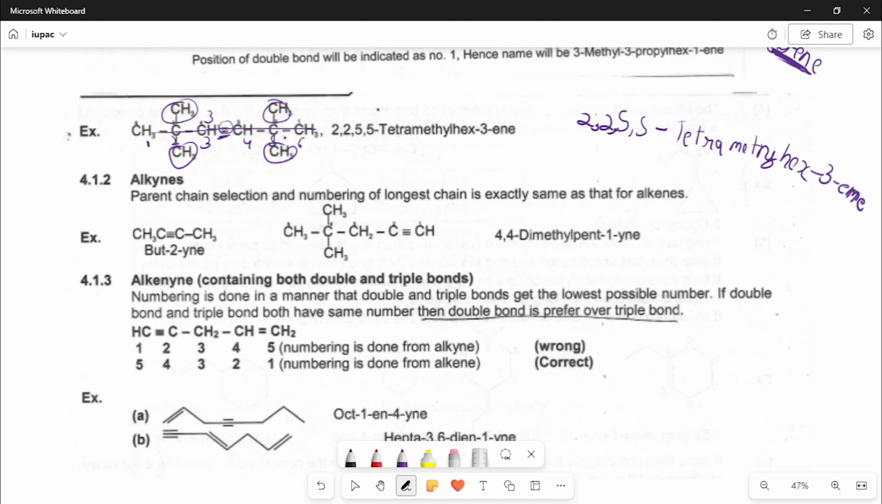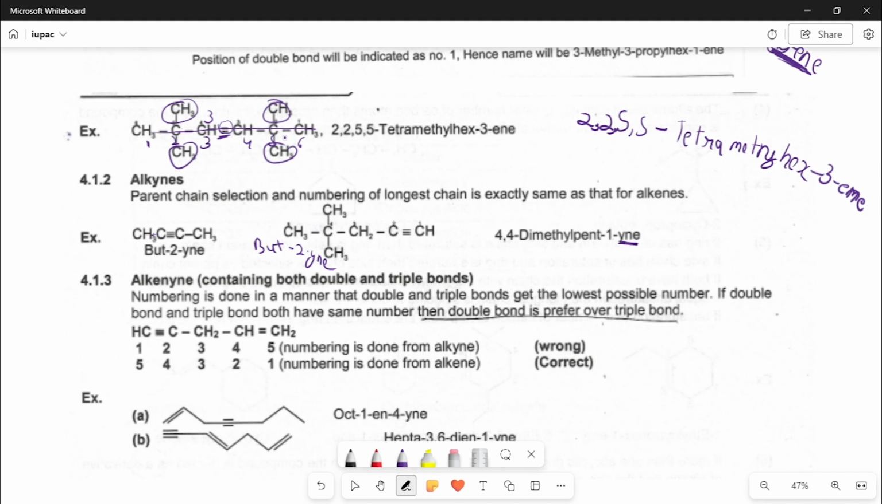Alkynes. Parent chain selection and numbering of the longest chain is exactly the same as that for alkenes. There is a slight twist, but other than that, it's almost the same. They haven't drawn it perfectly, there's gonna be a triple bond here. 1, 2, 3, 4, 4 carbons. But, since it's present at 2, but-2-yne. Remember the primary suffix of alkyne, that's yne.